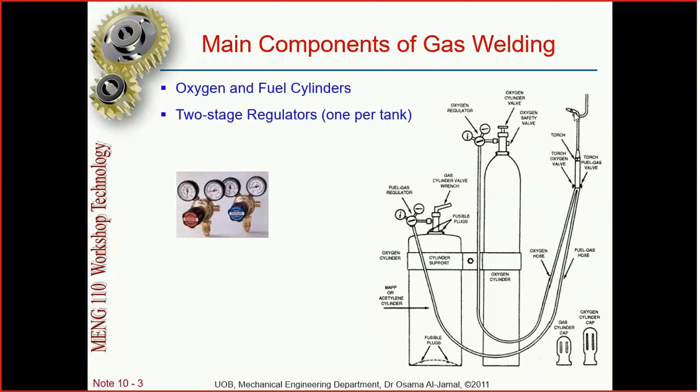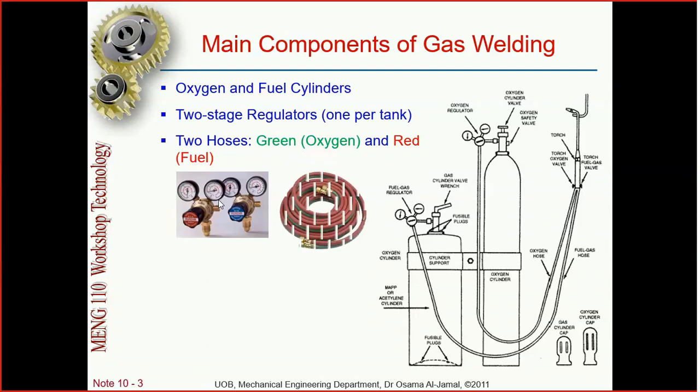So the components are the oxygen and fuel cylinders, and a two-stage regulator, one regulator here, one regulator here. This is how a regulator looks, to control the pressure. The pipes will be of separate colors to identify them. Green pipe will be for oxygen and red pipe will be for acetylene. So we use two different pipes so we know which gas comes from which cylinder. And the valves are there to check the pressure.